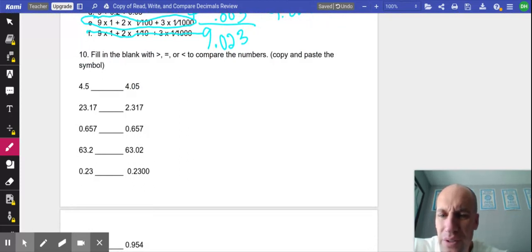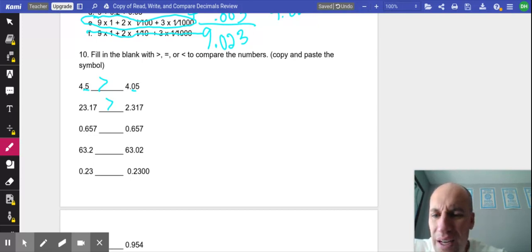Next, fill in the blank with greater than, equal to, or less than to compare the numbers. So first, we compare the whole numbers, 4 and 4, so they're equal. 5 tenths or 0 tenths, so the 5 is greater. 23 is greater than 2, just looking at the whole numbers. The whole numbers are the same here.